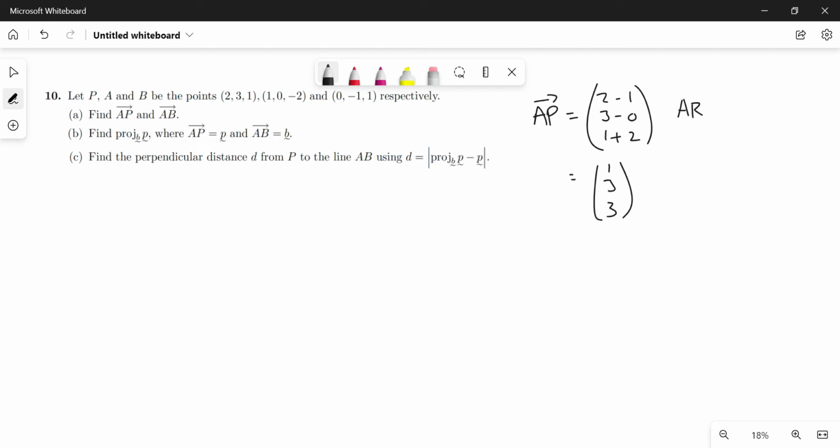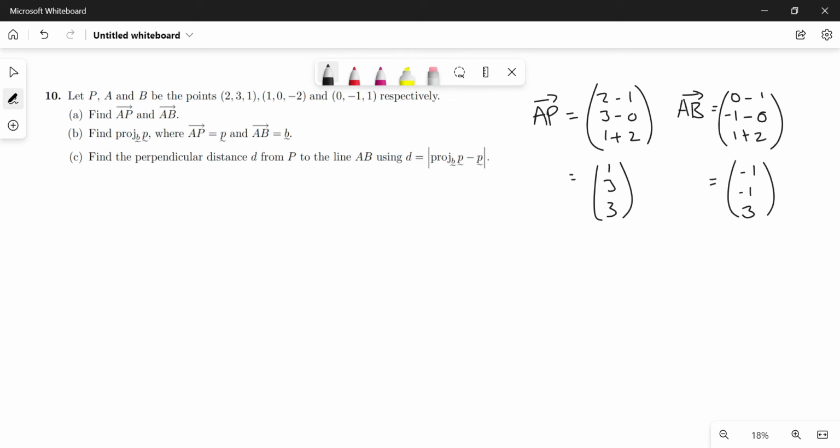AB, same thing. I'll take the B point, which is 0, minus 1, 1, and I will subtract the A point, which is 1, 0, minus 2, so that becomes a plus 2 there. So AB becomes negative 1, negative 1, and 3.